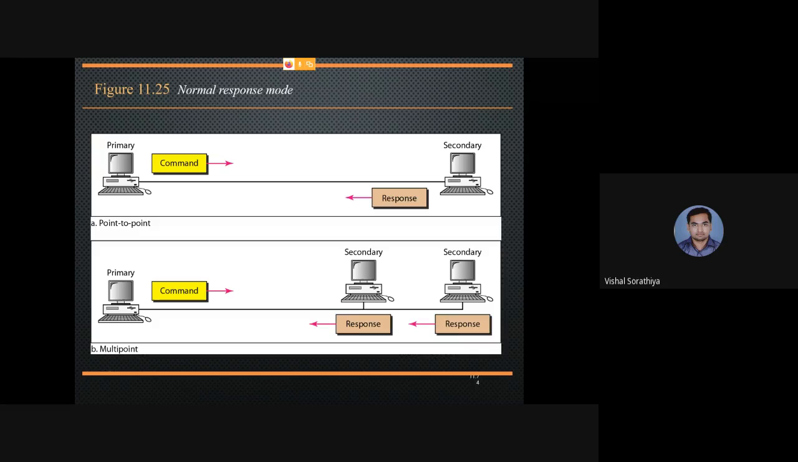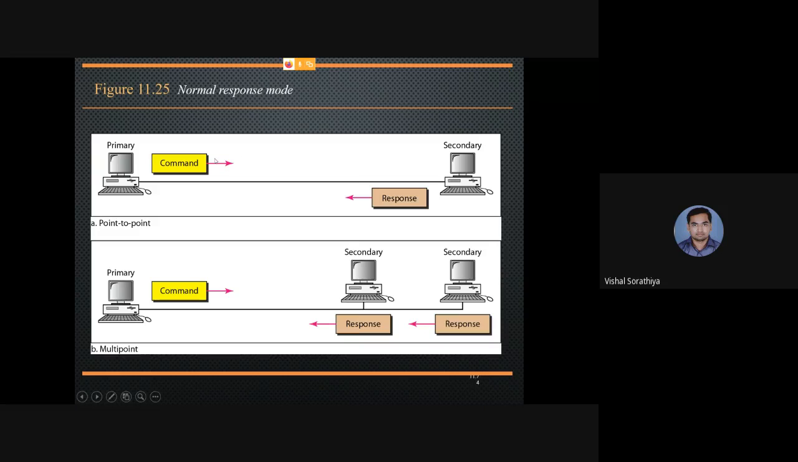So there are two things we have. First, we need to consider that there are point to point and point to multipoint. So the first mode we have is the normal response mode. In normal response mode, you need to understand it clearly. In normal mode, one is a master computer, which is connected with many computers, and that we can say is a multipoint connection. While if one master computer is connected with any single computer, it is considered a point to point link.